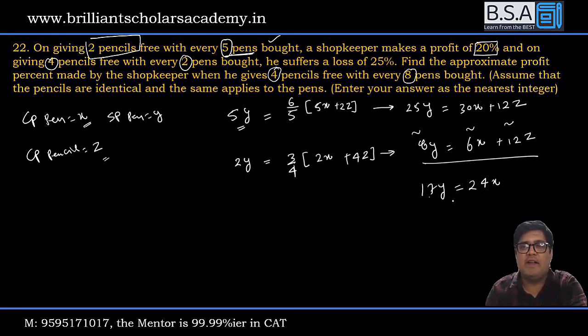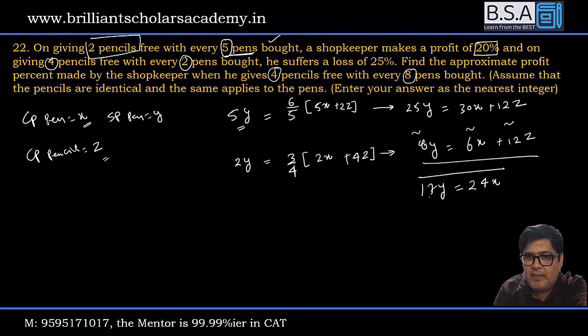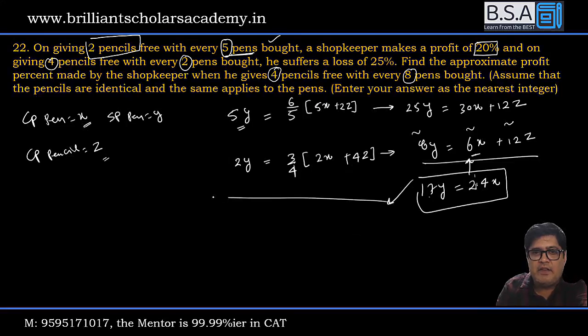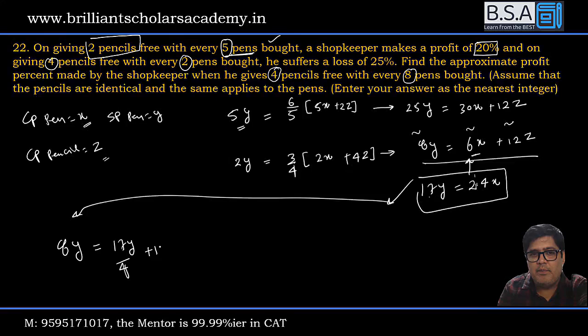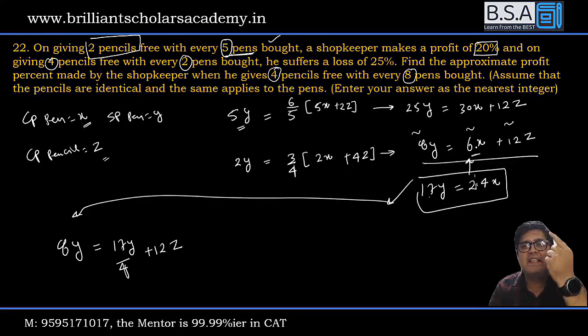Now, how do I replace it? Now, see here. I'm using this information here. This is by 4. So please observe how I'm rearranging. 8y is equal to 17y by 4 plus 12z. What did you do, sir? I need 6x above, right? Divided by 4 on both sides.